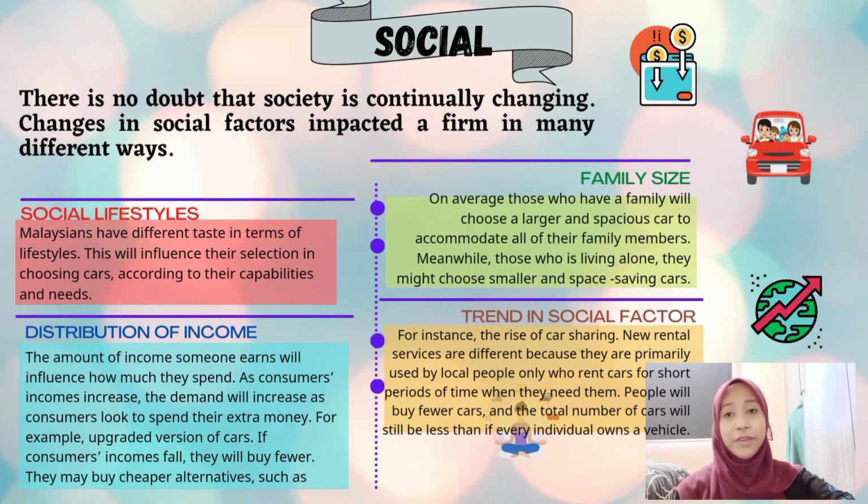In addition, family size can also influence the type of vehicle that people will choose. On average, those who have a family will choose a larger and spacious car to accommodate all of their family members. Meanwhile, those who are unmarried and live alone will probably choose a smaller car. Next, trends in social factors also affect the demand for Proton Holdings vehicles and how the organization operates.